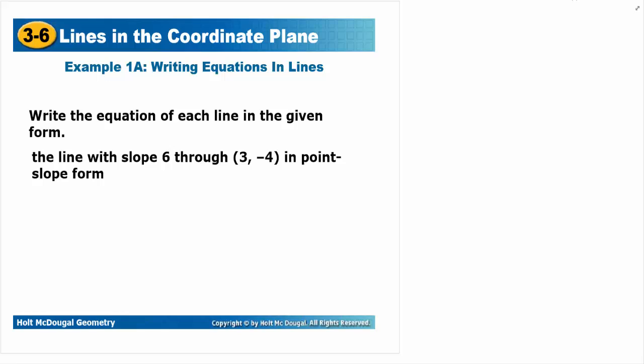Alright, so the first example, again, we'll do a lot of these actually in this lesson, so the examples will change the information we're given, but the question is mostly the same. We're going to write the equation of each line in the given form. So this one we are using point slope form. In point slope form, you're given a point and a slope, as you can see. I'm given the slope of 6, and I'm given a point of 3, -4.